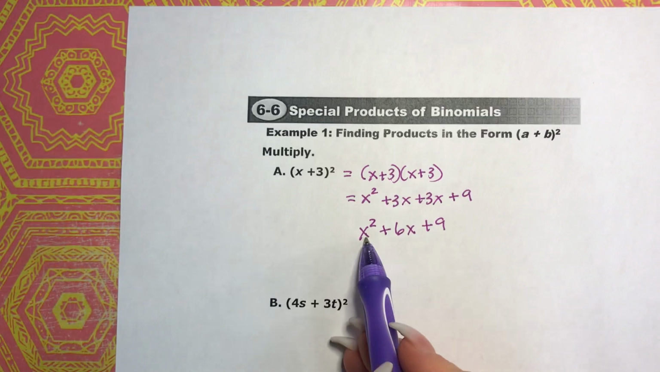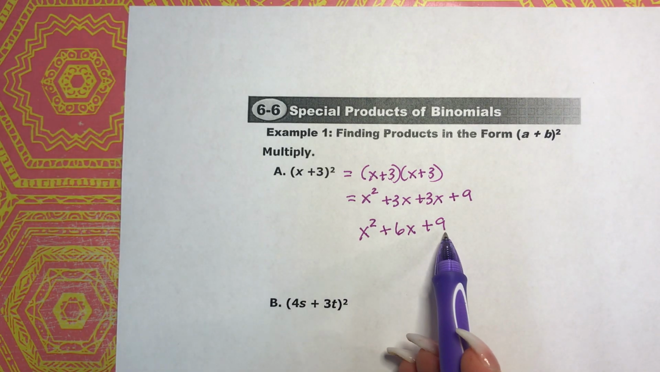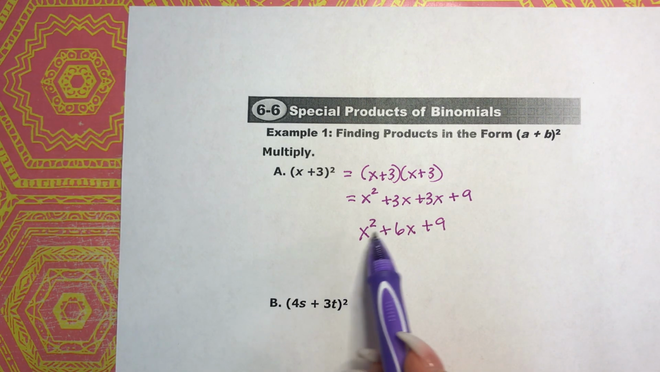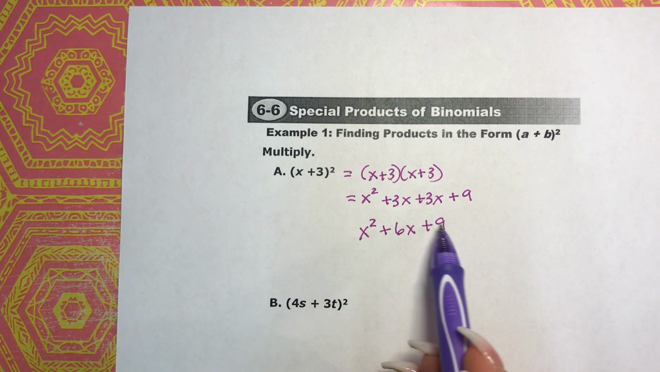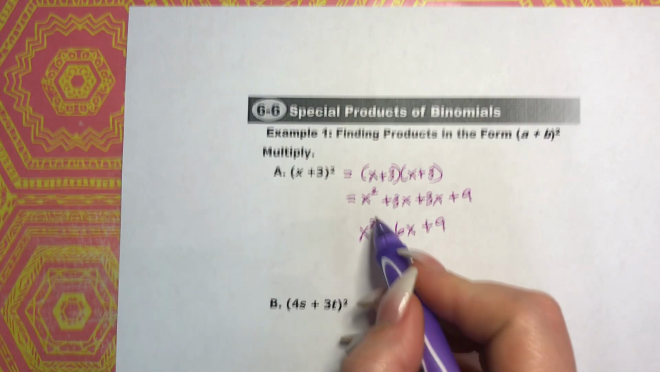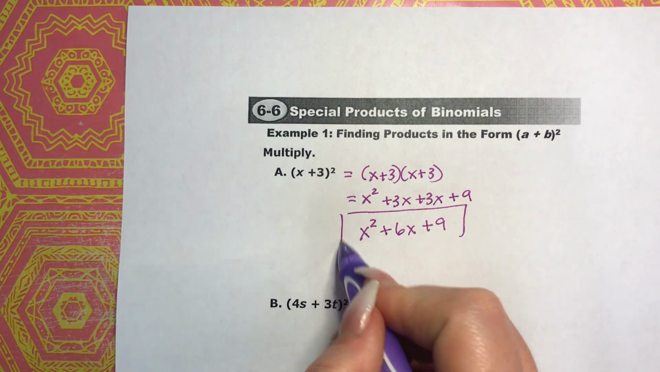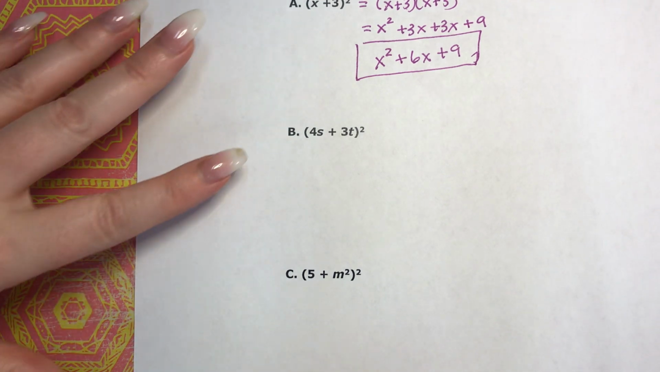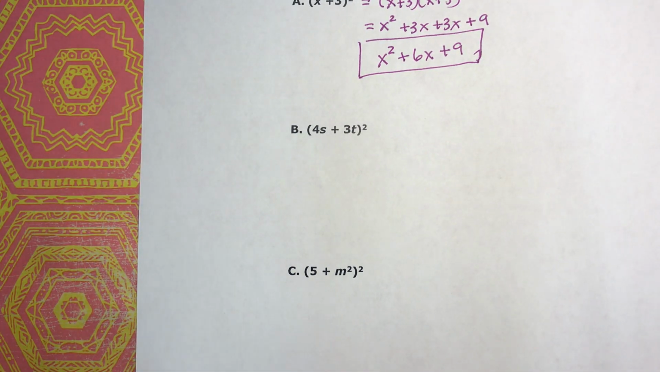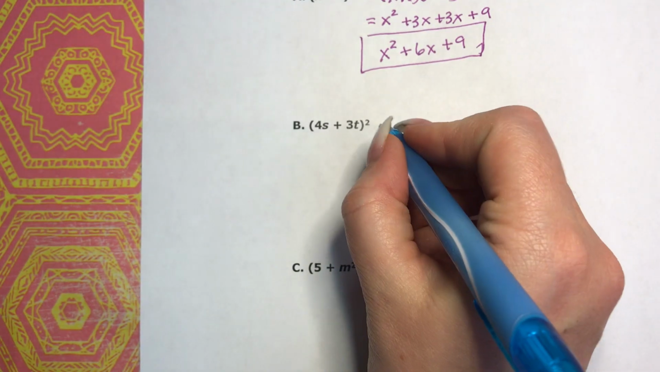And if you look, we have our squared number here. 9 is a squared number, 3 squared. And if you take x times 3, which is 3x, and then multiply it by 2, you get that middle number. So this is a perfect square trinomial. Okay? Let's go ahead and look at this next one right here. It's a little bit more complicated, but I'm just going to do the same thing. I'm going to write it out.